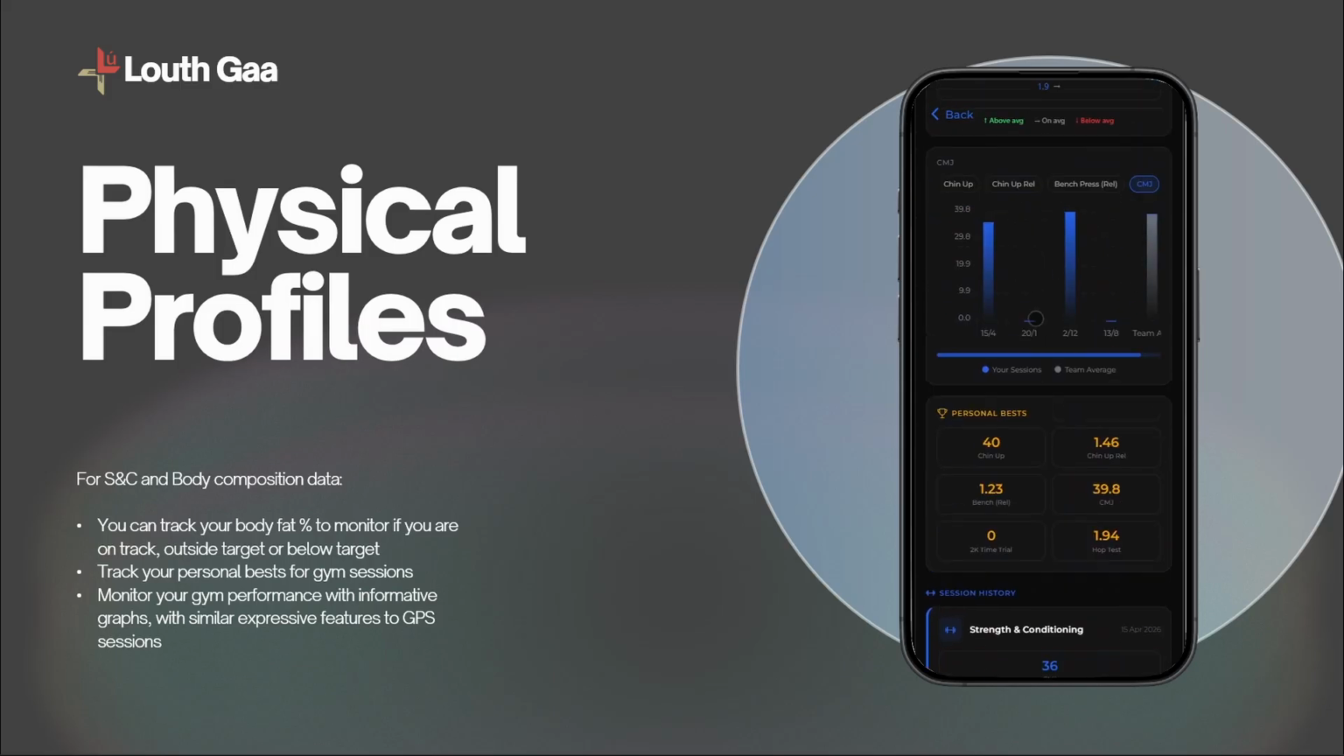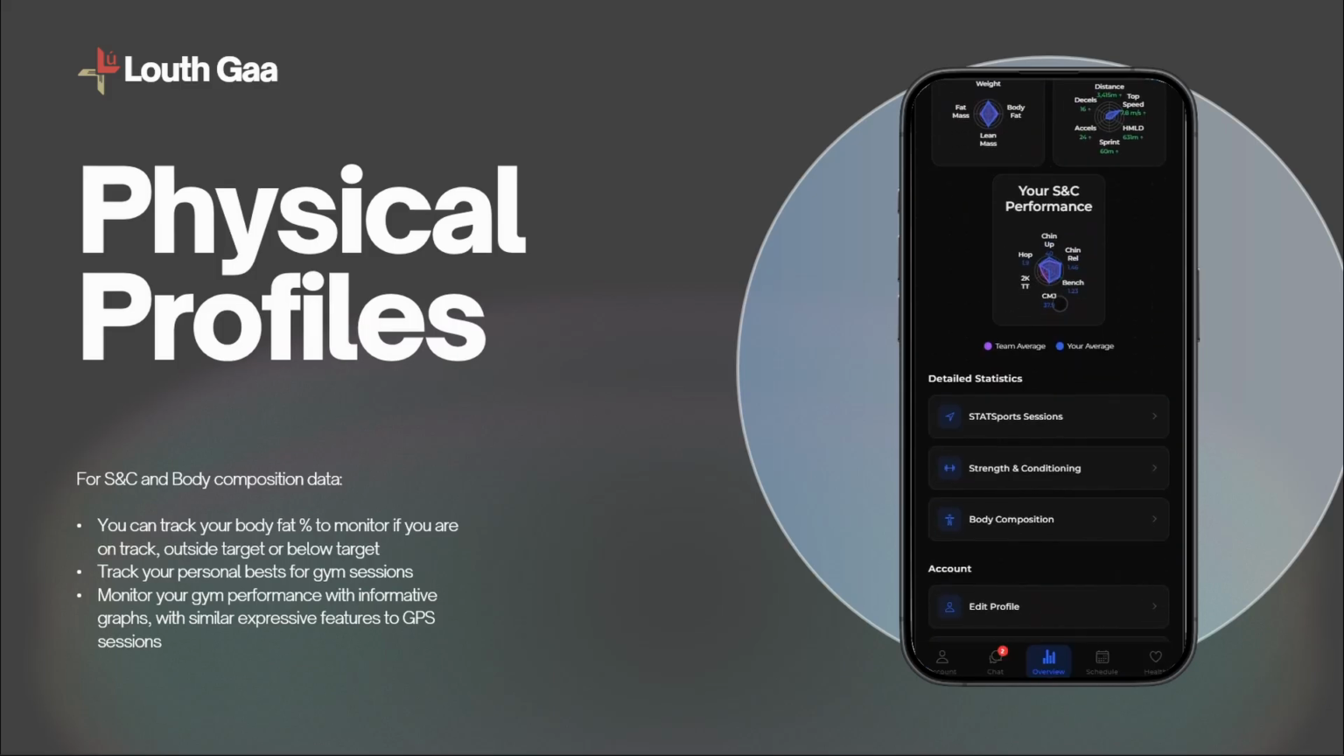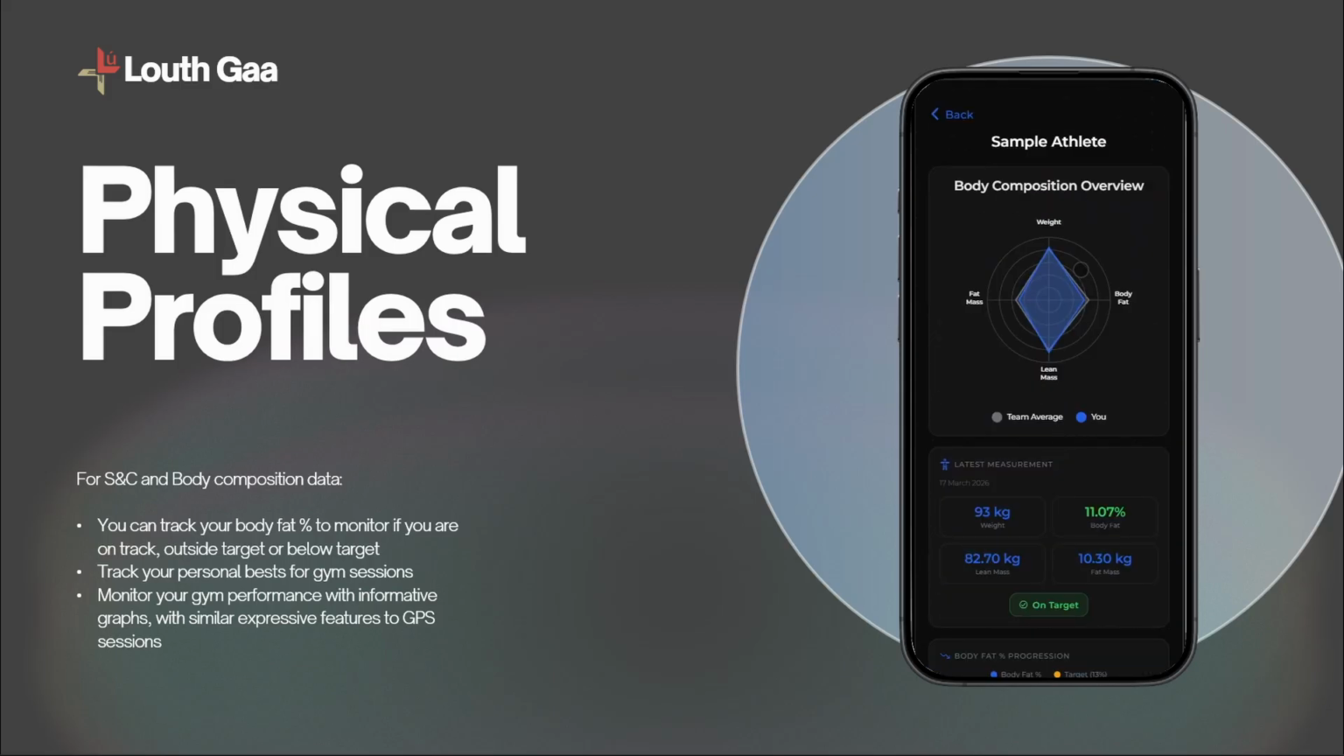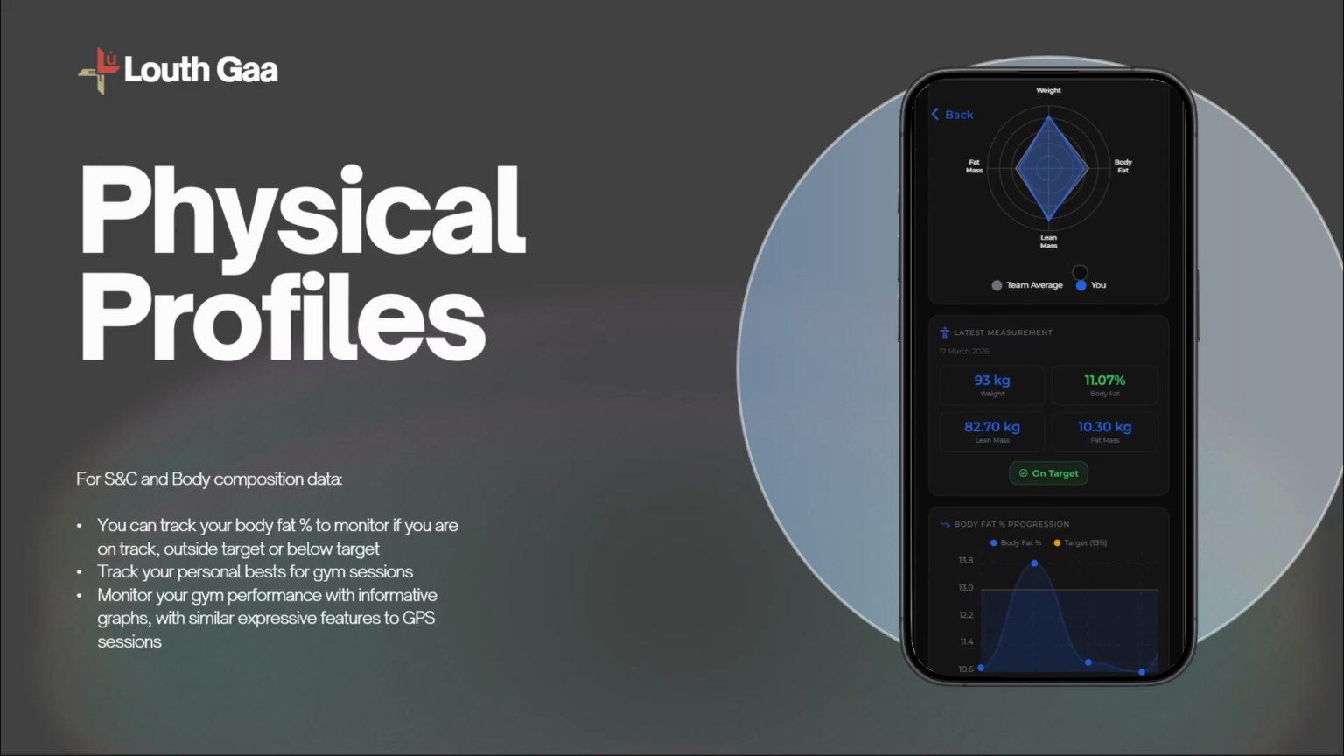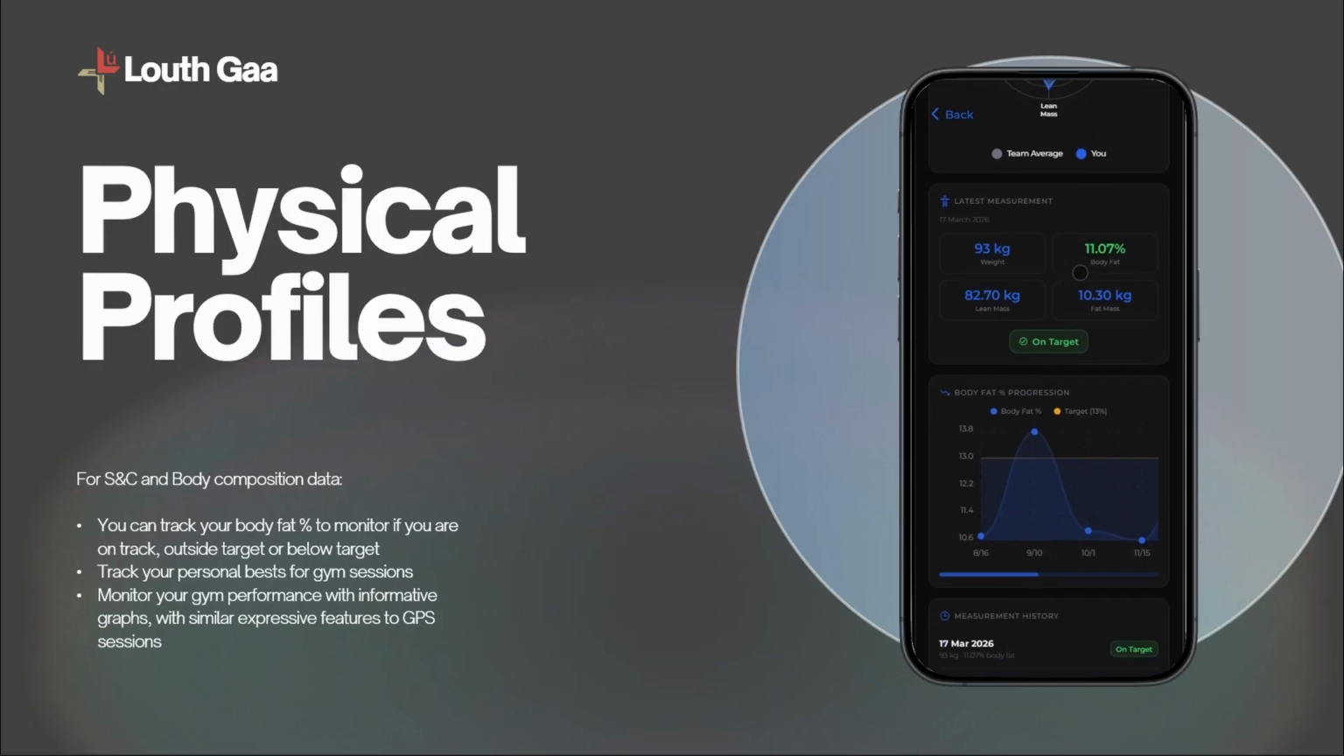Then scrolling down to body composition. The first thing you see is a radar chart that plots your body composition metrics against a team average, so you can instantly see how you compare. Then below that is your latest measurement, weight, body fat percentage, lean mass, fat mass, and a status badge that tells you straight away whether you're on target, within range, or off track. No ambiguity, just a clear, color-coded answer.